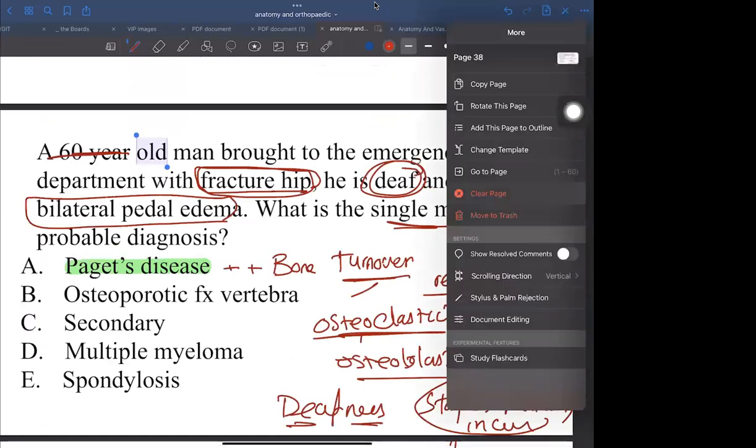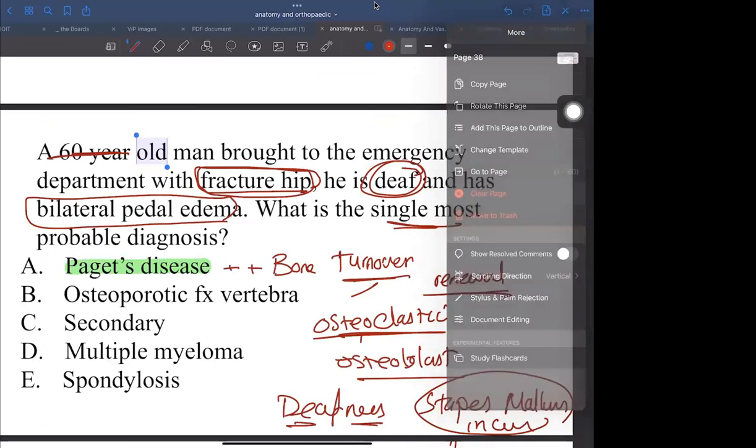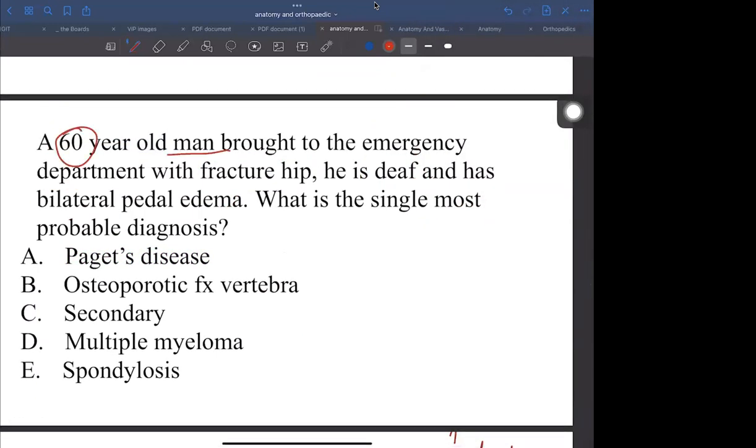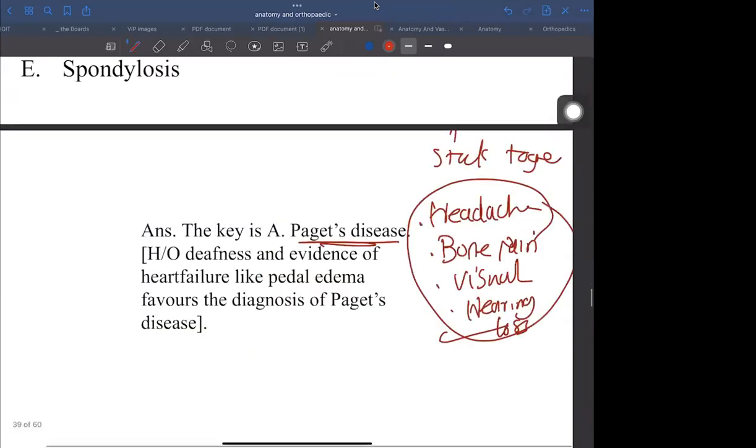All right. Let's go through. Emergency, fracture of head, is deaf, and bilateral pedal edema, single most probable diagnosis. It would be Paget's disease. Yeah, excellent. Paget's disease. Next one.